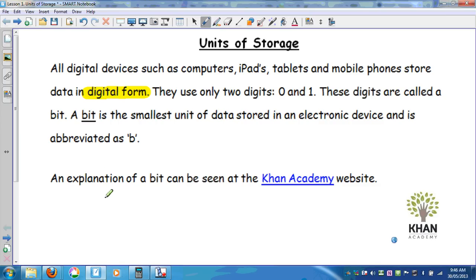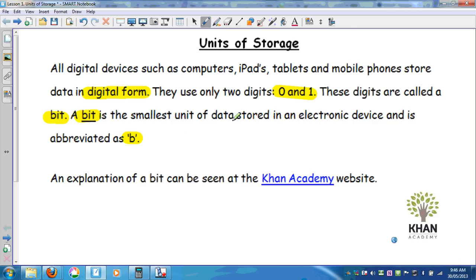So we're talking about the maths behind it, the things you might not know. So our zeros and ones, for example, are called our bits. A bit is the smallest unit of data stored in an electronic device and is abbreviated as a lowercase b. So our bits are our zeros and ones. Now that's about all you need to know for the syllabus.